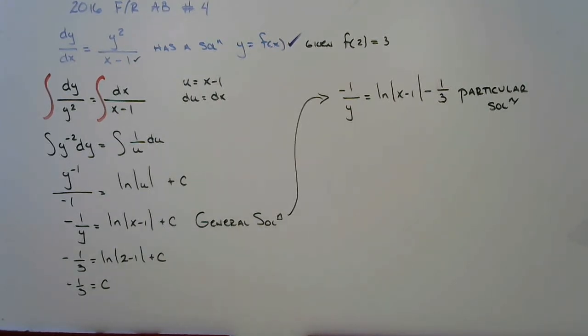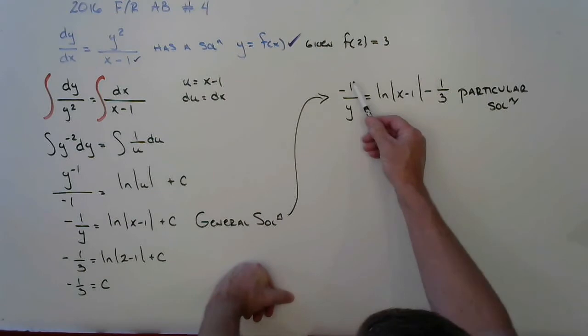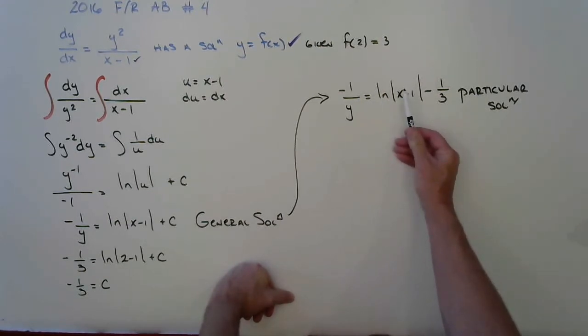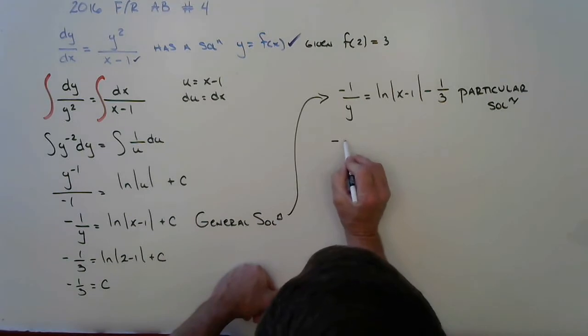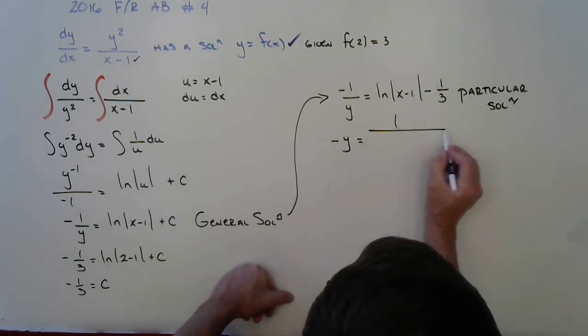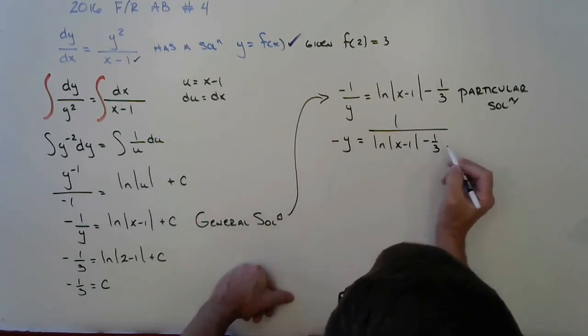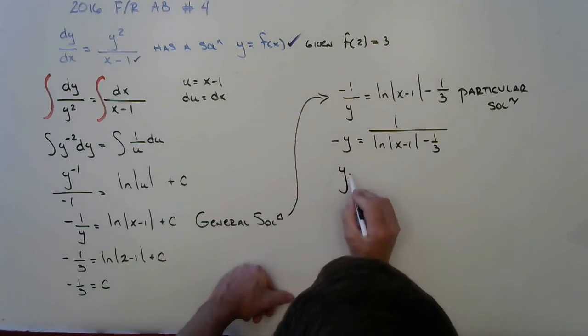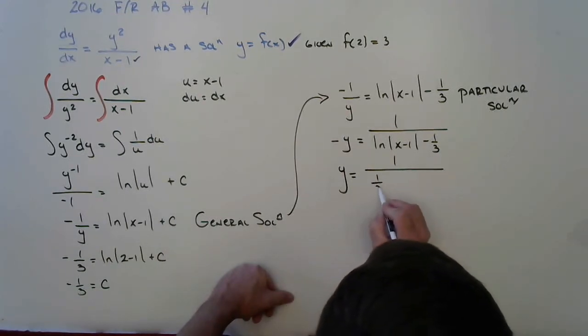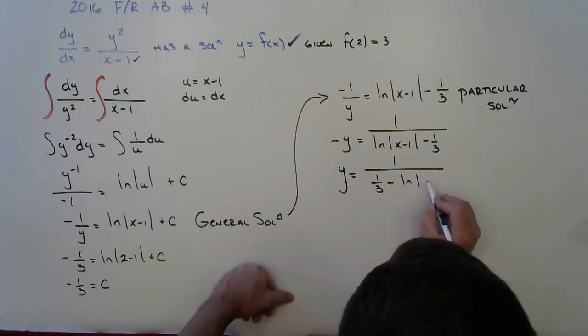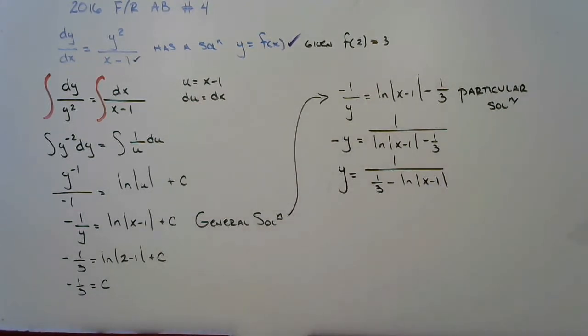Now, what do we have to do to solve this? Well, we have to rewrite this by solving for y. Okay, we got to solve for y. So how are we going to solve for y? Well, this is a reciprocal, so we're going to reciprocate both sides, right? If we reciprocate both sides, this is minus y. This is 1 over ln x minus 1 minus 1/3. We have a negative here.